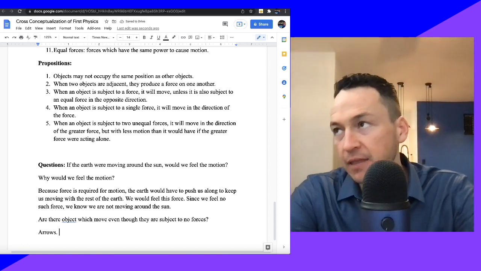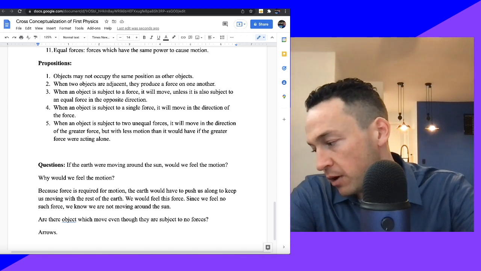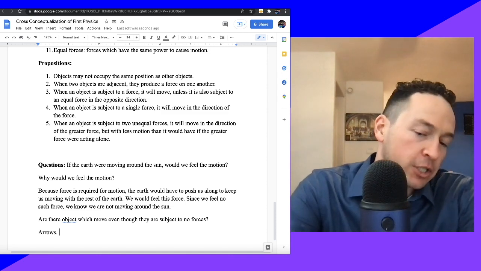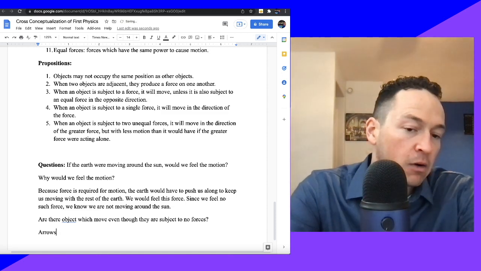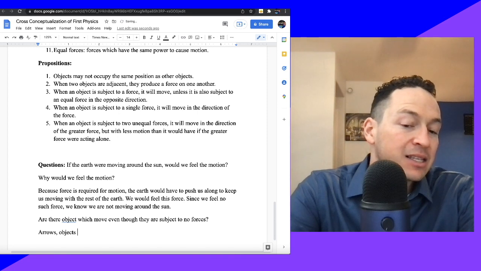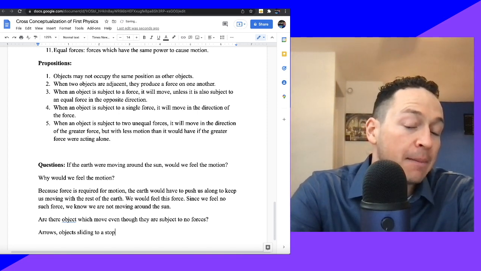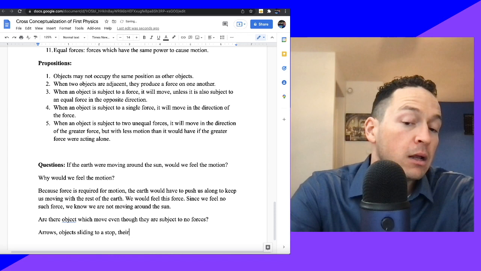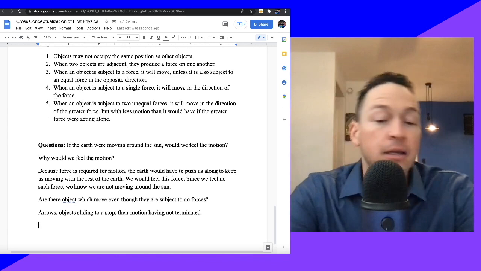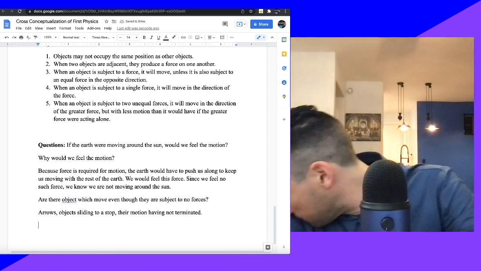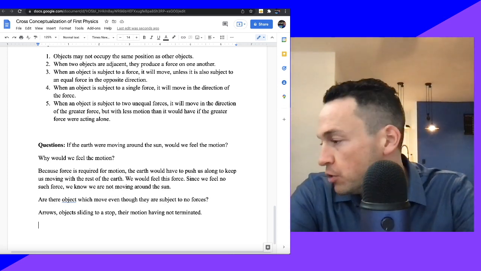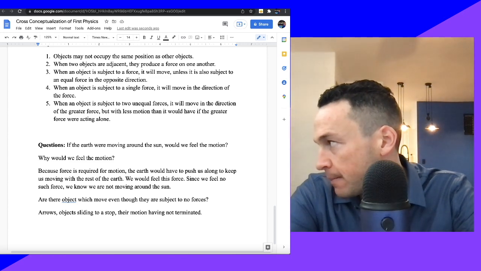He's going to realize that, when objects fall, they're subject to a force, their force of weight, but we're not going to bring that in just to keep things simple for now. Arrows. Objects sliding to a stop. Their motion having not terminated. What else? What are some other objects which move despite having no forces on them?